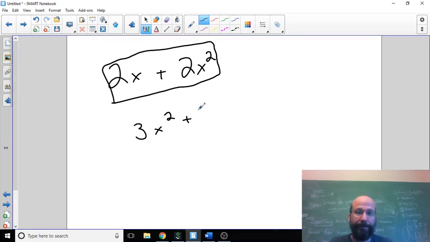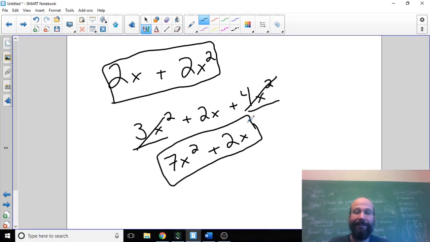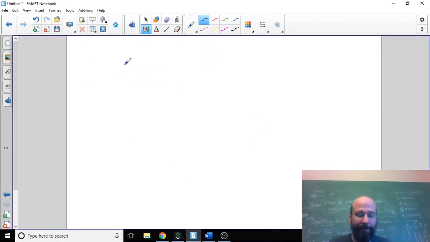3x squared plus 2x plus 4x squared. So our like terms are the x squareds. 3x squared plus 4x squared is 7x squared. And then we have 2x left over. And this would be our final answer. That's all there is to combining like terms. The questions will get harder, but they won't really get harder. They'll just get longer.